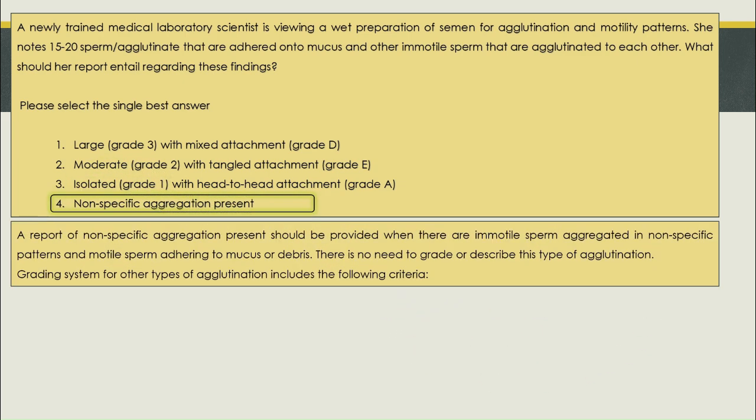The correct answer. A report of nonspecific aggregation present should be provided, and there are immotile sperm aggregated in nonspecific patterns and motile sperm adhering to mucus or debris. There is no need to grade or describe this type of agglutination. Grading system for other types of agglutination includes the following criteria.